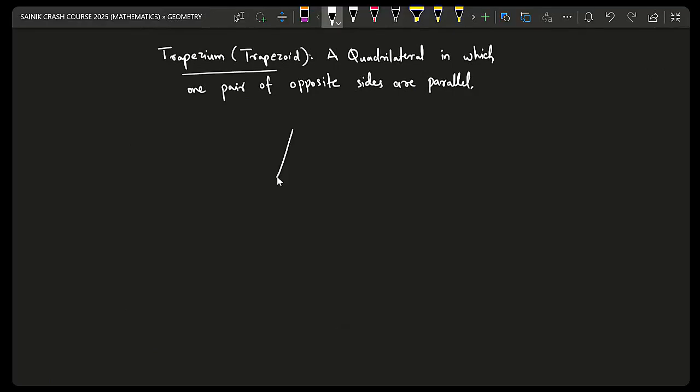Let's take this quadrilateral, in which we have one pair of opposite sides parallel. These two arrow marks indicate that they are parallel. So in this quadrilateral ABCD, we have AB parallel to CD. Then we can say this is a trapezium. So what are the properties that a trapezium will satisfy?